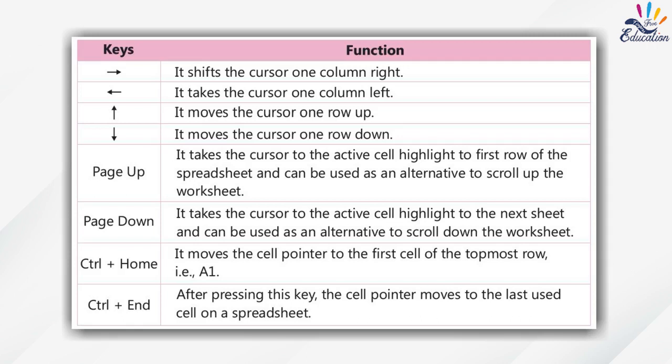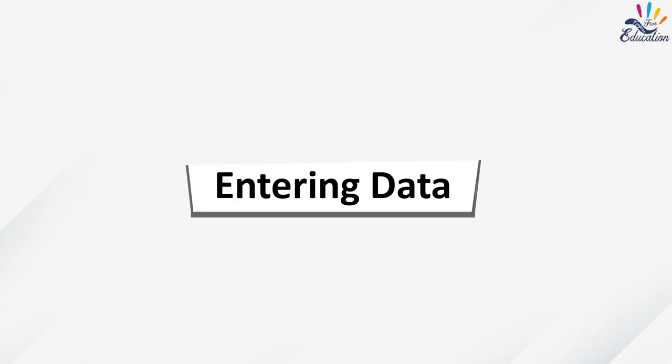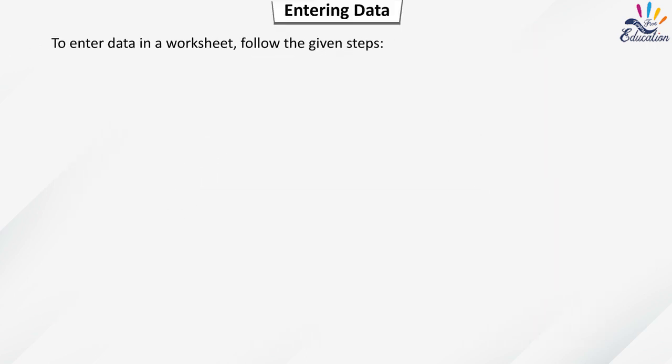Control plus Home moves the cell pointer to the first cell of the topmost row, that is A1. Control plus End: after pressing this key, the cell pointer moves to the last used cell on the spreadsheet. Entering data. To enter data in a worksheet, follow the given steps.